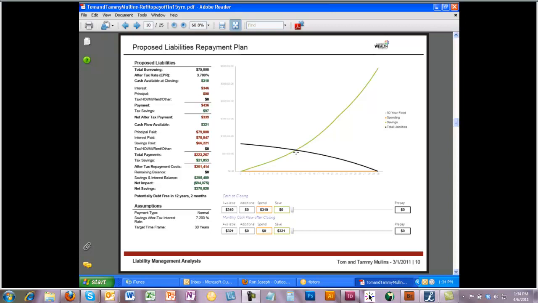Any other key pages you show before we wrap this up? I think this has been helpful. No, I think that kind of covers the nuts and bolts of it.